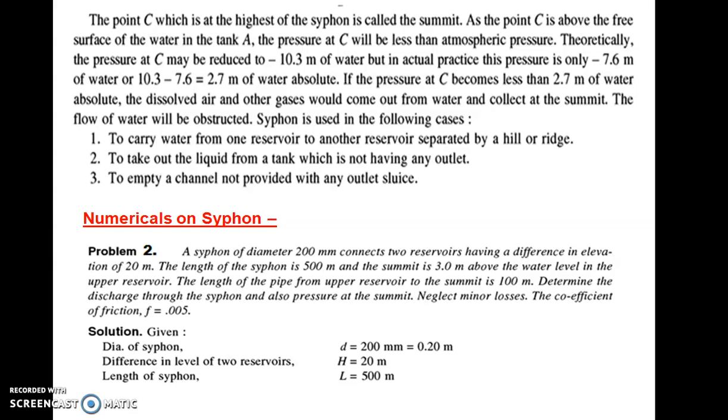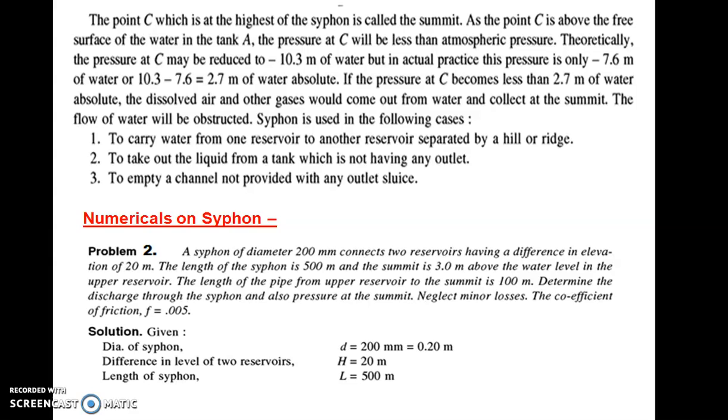So siphon is used in the following cases: to carry water from one reservoir to another reservoir separated by a hill or mountain, and to take out water from a liquid tank which does not have any outlet. Sometimes you use a tube to suck water from a higher level tank, creating a vacuum to take the water from the tank at a higher level which does not have any outlet. In that case, you use a siphon.